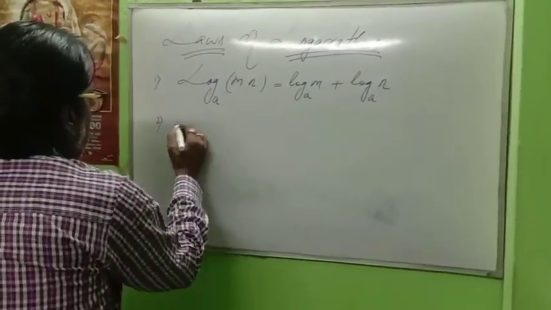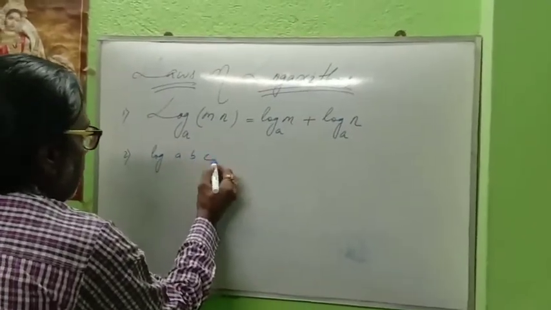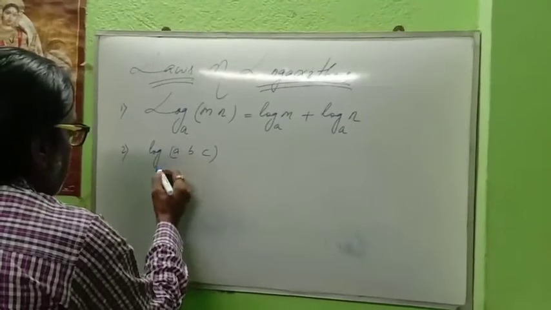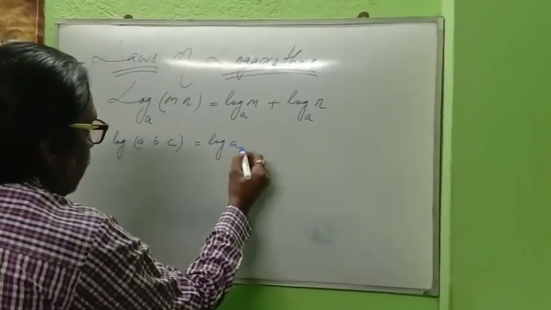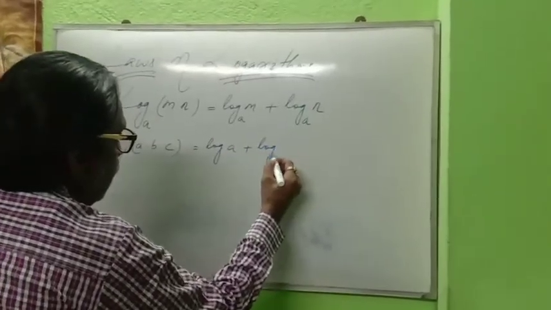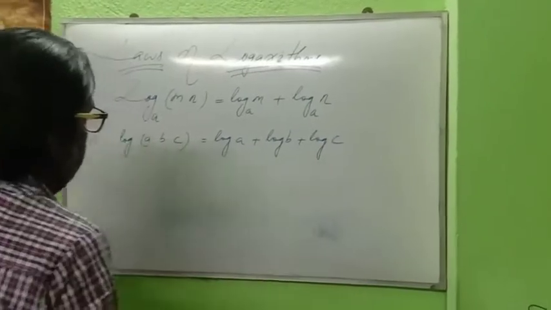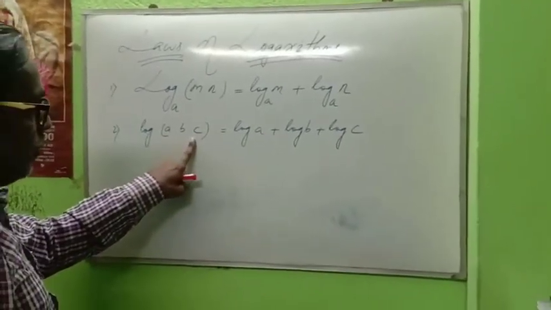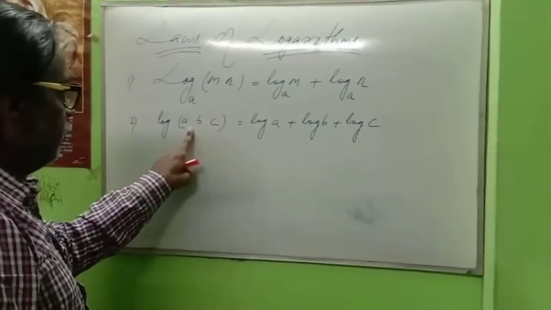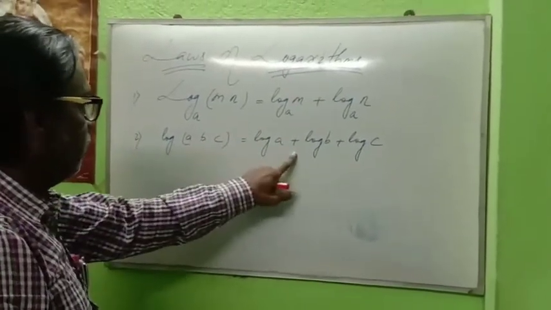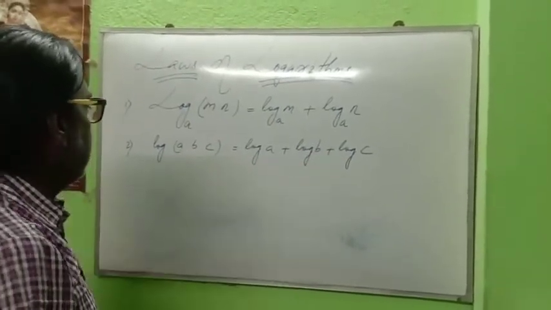Suppose it is given like this: log of a, b, c, 3 numbers are given. Base may be anything. Then it will be log a plus log b plus log c. For any number of multiplications, you write log a, then where the multiplication sign is given you write plus log b, then again plus log c. You have to separate like this.